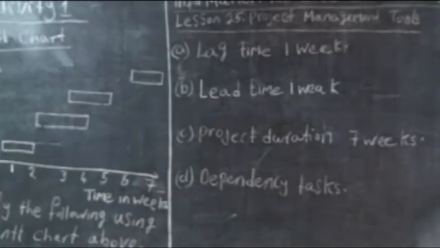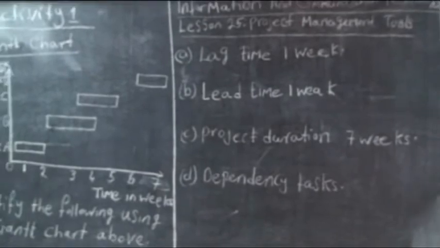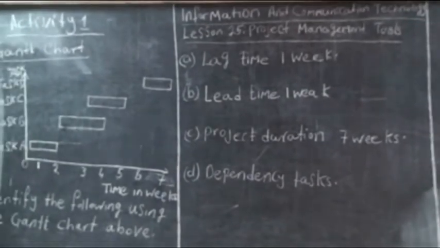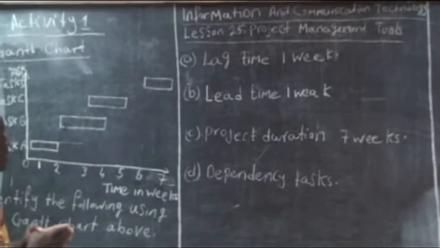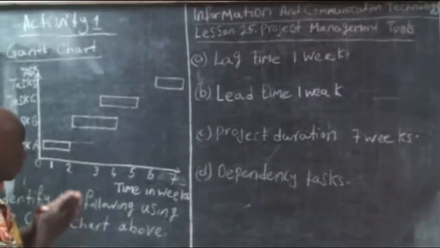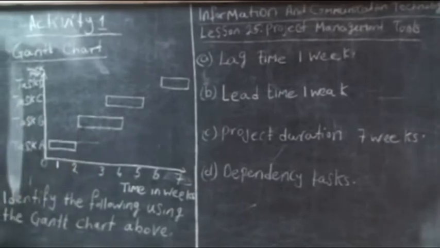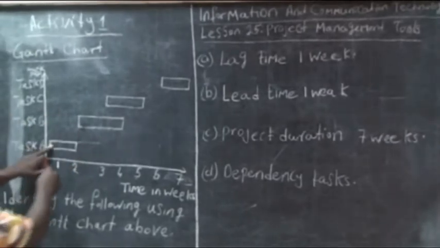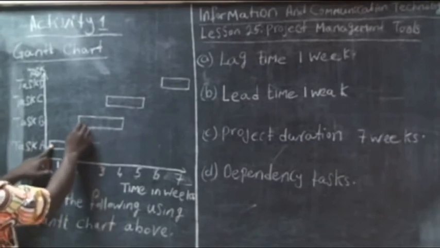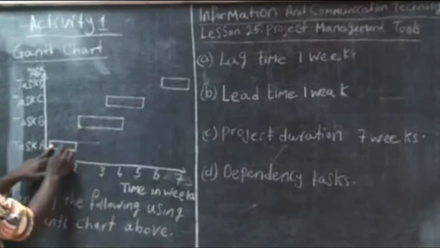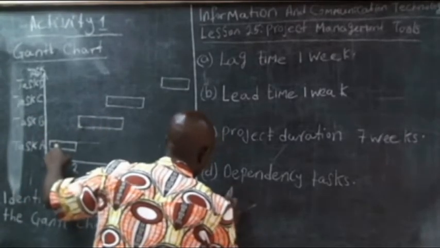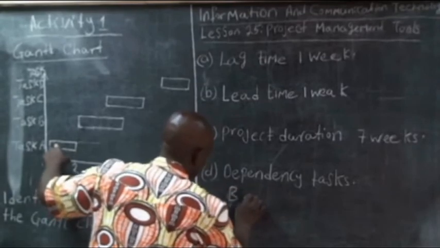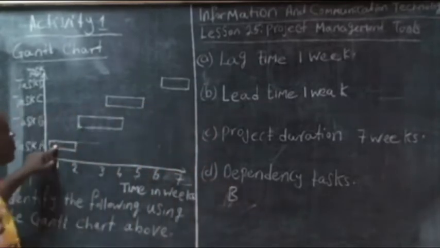The last one is dependency tasks. Dependency tasks are those tasks that cannot go on without their predecessor having started or before completing their predecessor task. Here, we cannot commence activity B without completing activity A. So activity B depends on activity A.